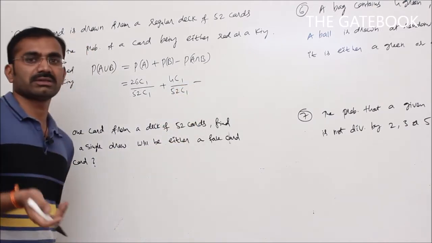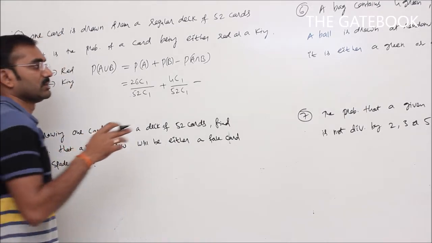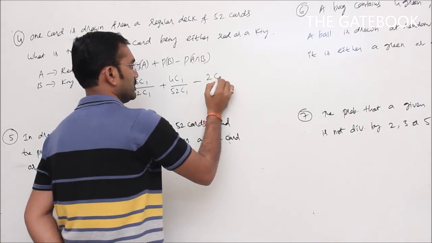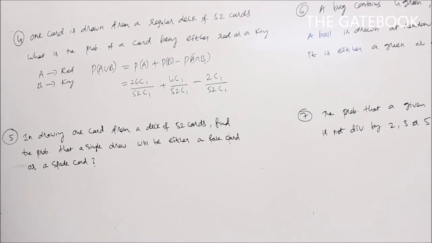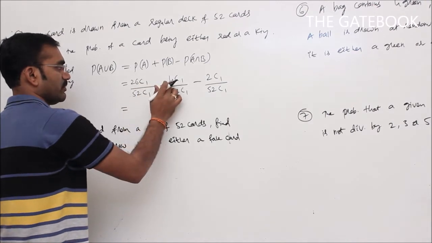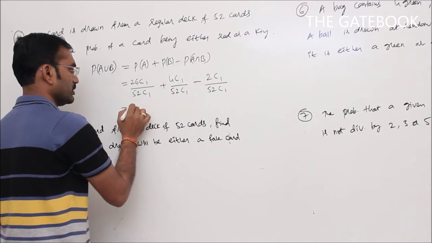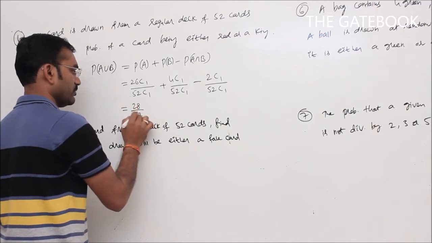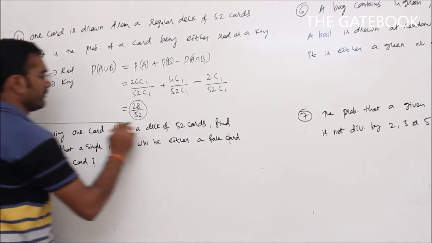How many red king cards are there? In red cards, there are totally 2 king cards. So 2C1 by 52C1. Red king cards are 2. So we'll get here 26 plus 4, 30, 30 minus 2, 28. So 28 by 52 we will get. This is the answer for the fourth question, 28 by 52.